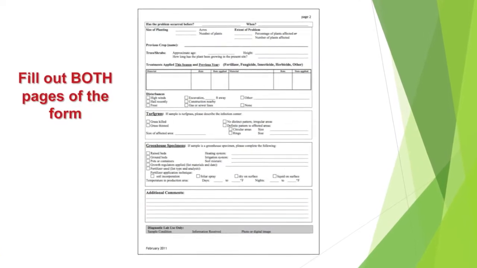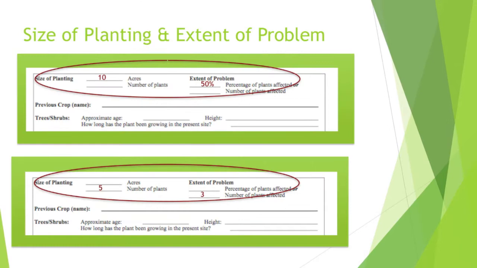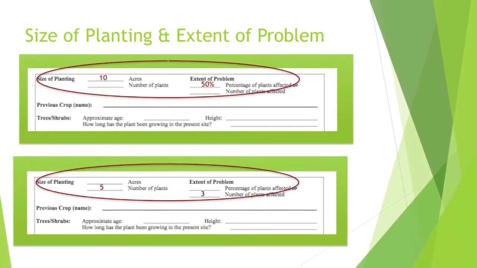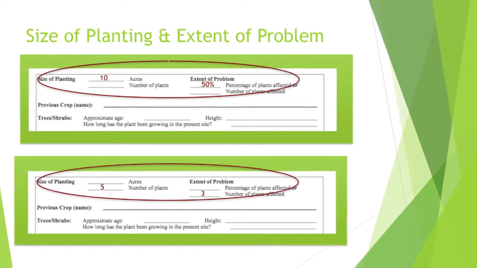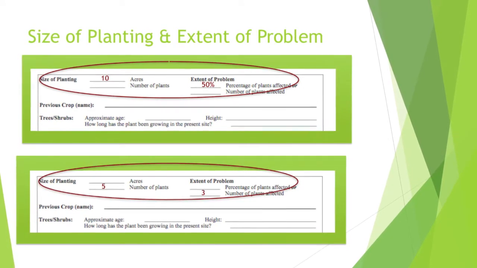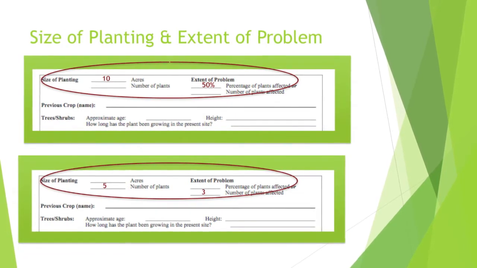The second page contains important information that could help us make a diagnosis. Indicate the size of the planting and estimate the number of plants that are affected. For example, you could have 10 acres of corn and 50% of the plants are showing symptoms. Or you could have 5 hemlock trees and only 3 of the trees are showing symptoms.